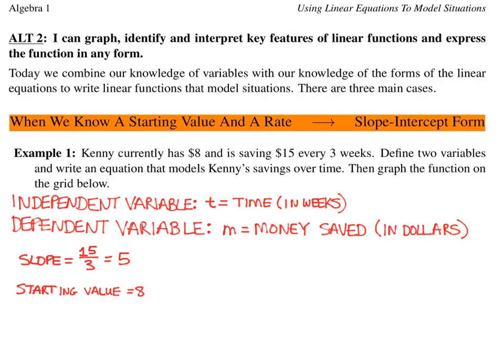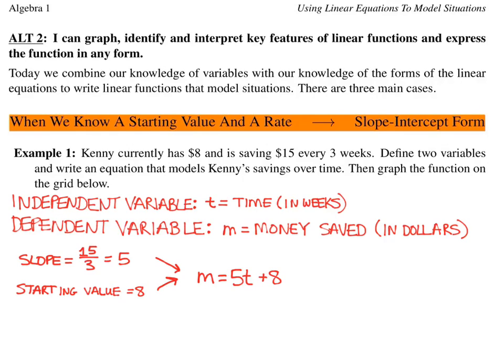Okay. With those two pieces of information, we're going to write our equation. m equals 5t plus 8. m is the dependent variable, equals 5, because that's the slope, times t, because that's the independent variable, plus 8, and that's the starting value.